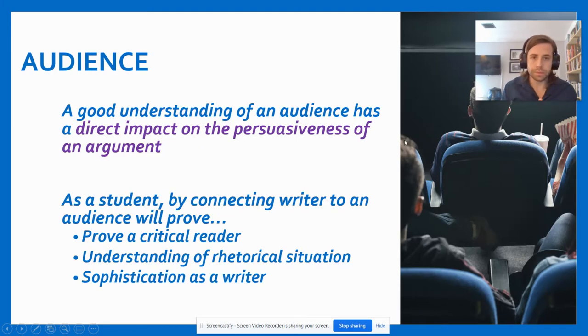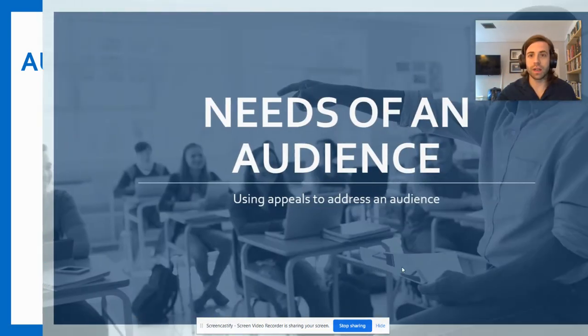So as a reminder, remember, we have to understand our audience and try to address them because that has a direct impact on the persuasiveness of what a writer is trying to do, right? And additionally, in terms of being an academic and a student, it helps prove that we're a critical reader if we can recognize appeals to audiences and understand why those appeals are being made, helps us understand the rhetorical situation. And in our own cases, it helps us write in a sophisticated, nuanced manner if we can address an audience specifically, to have an audience in mind as we're writing.